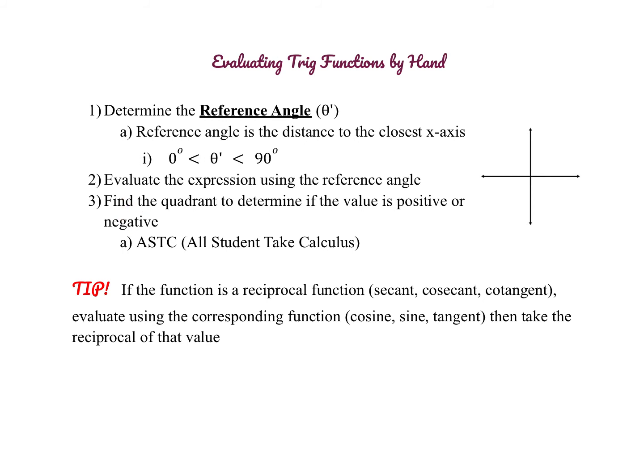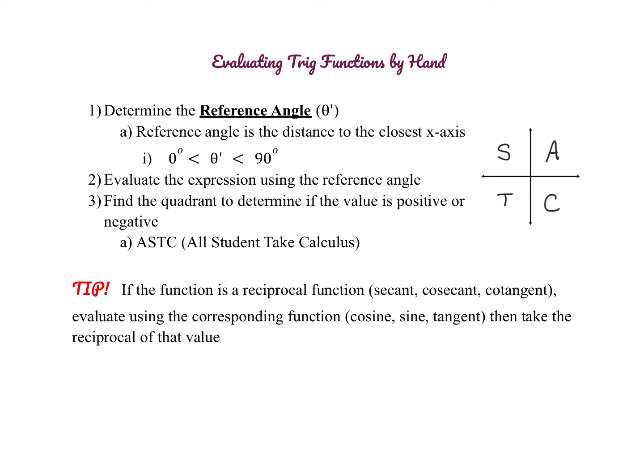And then after you've evaluated the expression using your reference angle, we have to check what quadrant our angle is in to determine if our value is positive or negative. So there's a little trick for this. It's ASTC, which a lot of people use the phrase all students take calculus to help them remember. So how this works is the first quadrant is A for all, and then S, T, C, so all students take calculus. So if you fill this in, these letters represent which functions are positive in each quadrant.